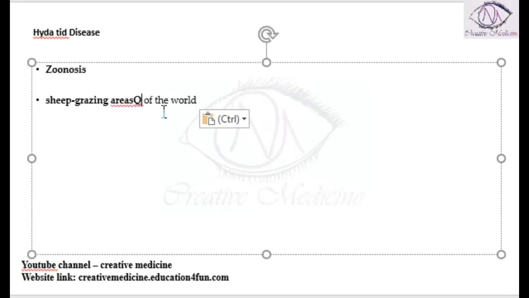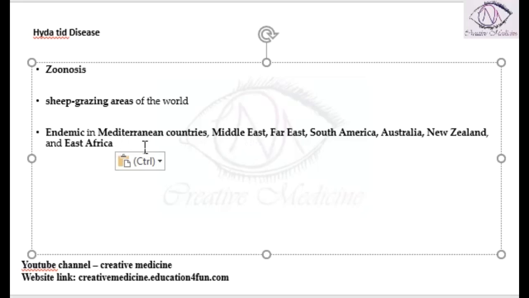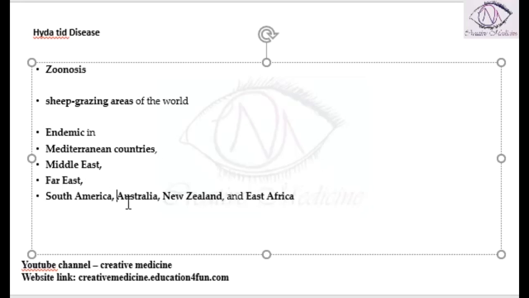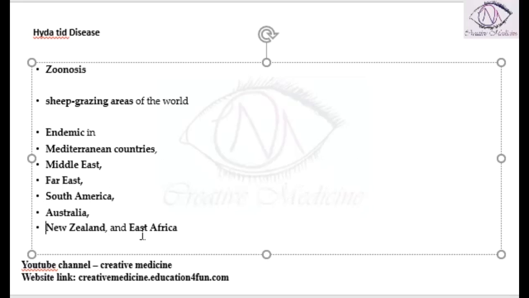It is commonly seen in areas where sheep is grazed because sheep is an intermediate host of the causative organism of hydatid disease, which is Echinococcus granulosus. Hydatid disease is endemic in Mediterranean countries, Middle East countries, Far East countries, South America, Australia, New Zealand, and East Africa.